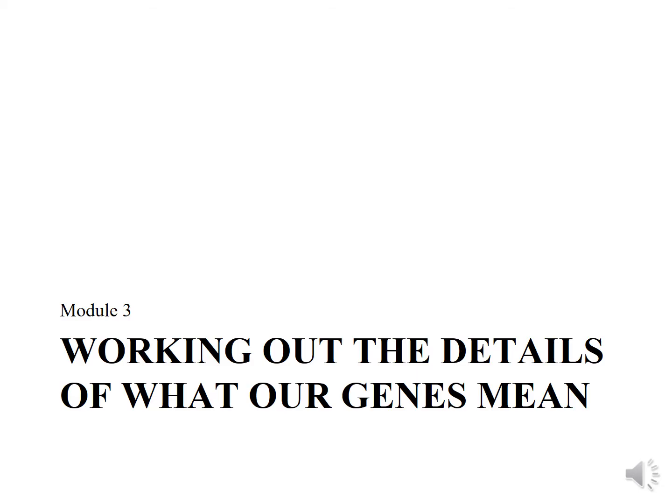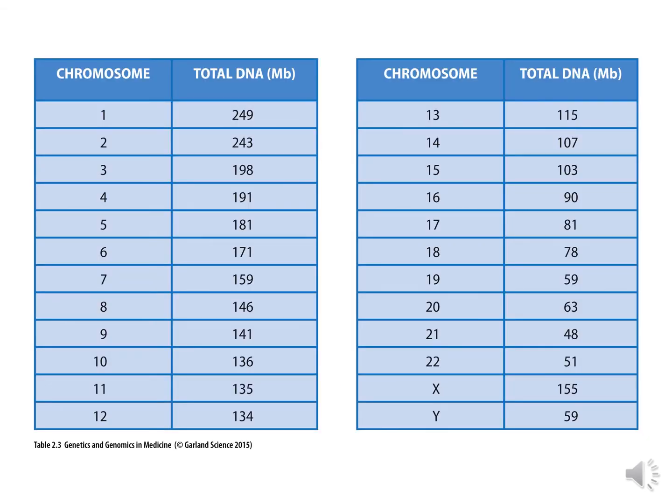Module 3, working out the details of what our genes mean. This table shows the DNA content of human chromosomes. The human genome consists of 25 different DNA molecules partitioned between what are effectively two genomes, one in the nucleus and one in the mitochondria.